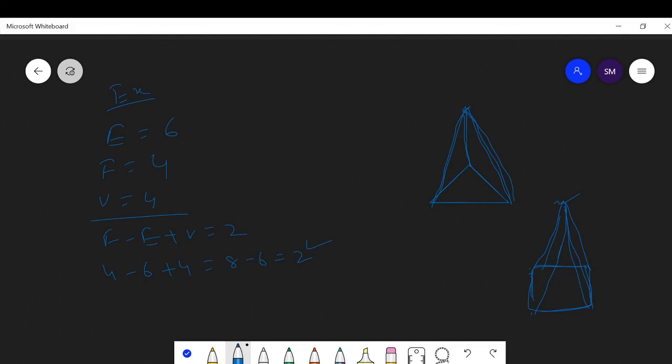Number of faces: 1, 2, 3, 4, 5. 4 triangular faces, 1 square face. Total 5 faces. Number of faces F is equal to 5. Number of vertices V is equal to 5. And number of edges E is equal to 8: 1, 2, 3, 4, 5, 6, 7, 8.